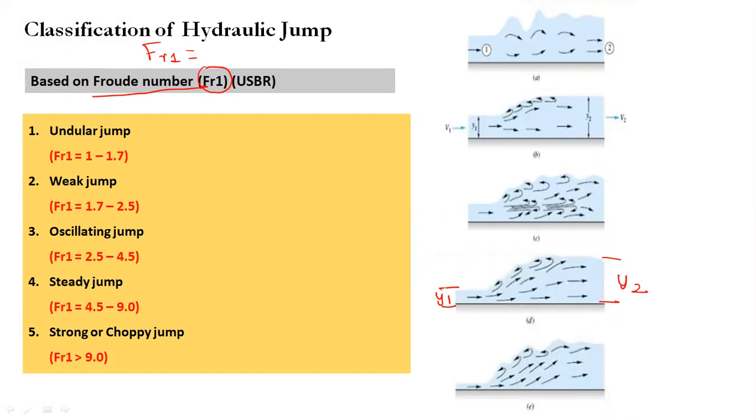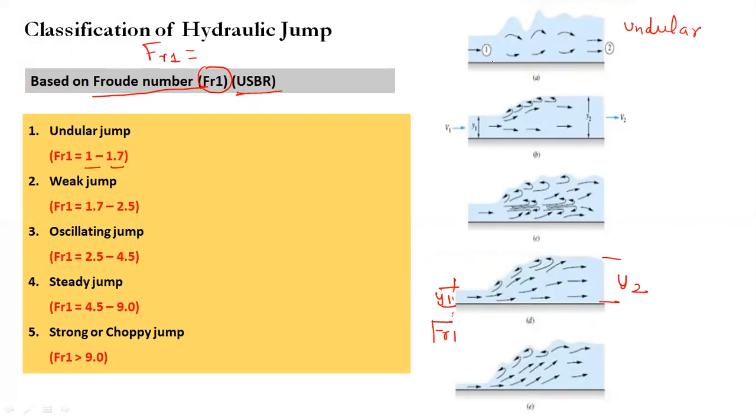So Froude number, if you calculate it at this location, this is your FR1. Based on that Froude number, we have some classification of hydraulic jump. It is given basically by the United States Bureau of Reclamation, USBR. It says that if your initial Froude number is between 1 to 1.7, then you have an undular jump. It can be seen here. This is the undular jump.